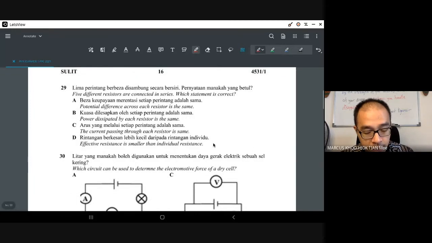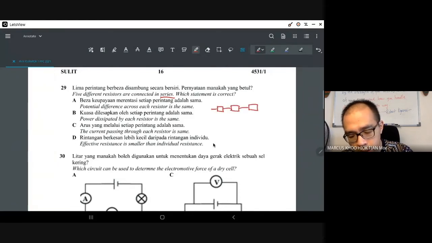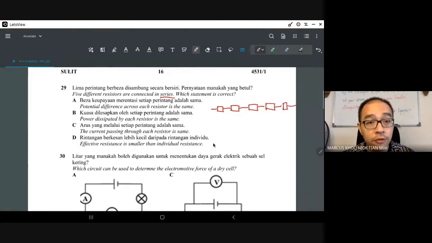All right, 5 different resistors are connected in series. Which statement is correct? Series circuit is like this lah. Dia bersambung secara terus. You can think of resistors as 5 different light bulbs. 5 mentol yang sama, so it's 5 different light bulbs, but they're all connected in series. So which statement is correct?